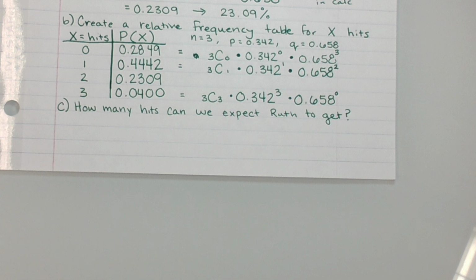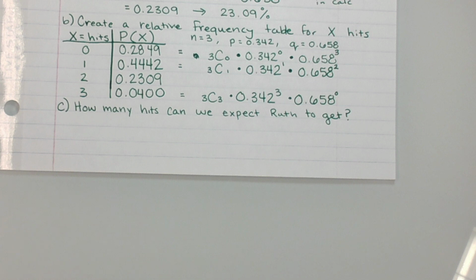You can ask the question, how many can you expect for Ruth to get? Now, expected value, we learned of a way to do it last week. Outcome times probability plus outcome times probability plus outcome times probability plus outcome times probability. And that will still work. But binomial distribution has a shortcut. Because there's only two outcomes in the situation, and the probabilities do not change from trial to trial to trial, you can find this a different way.